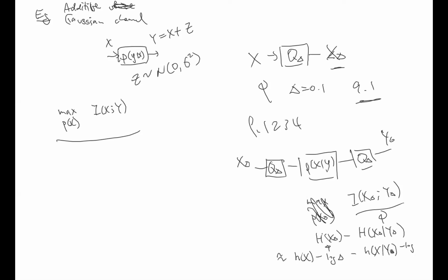Minus not delta here. But this is approximately h of x given y as well, because if you have a sufficiently fine quantizer, knowing y delta is the same as knowing y. And then you have log delta cancel, which gives you back just I of x y here. So therefore the capacity of the channel will be just I of x y.